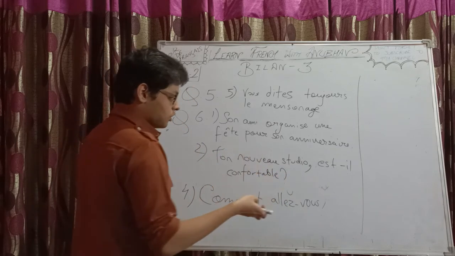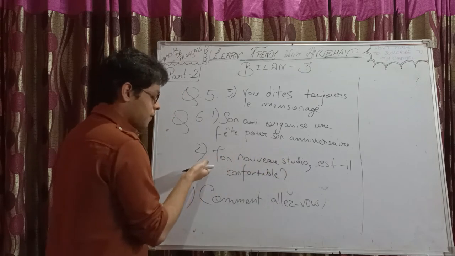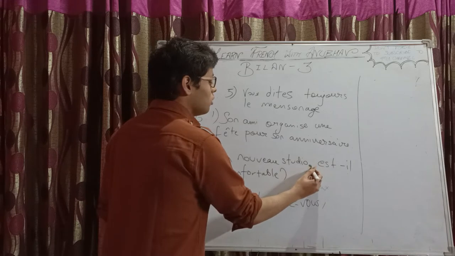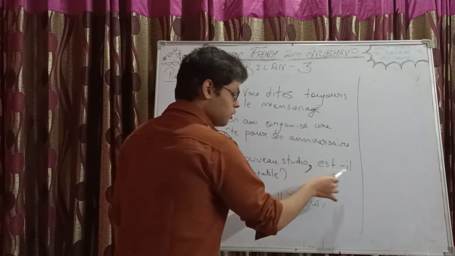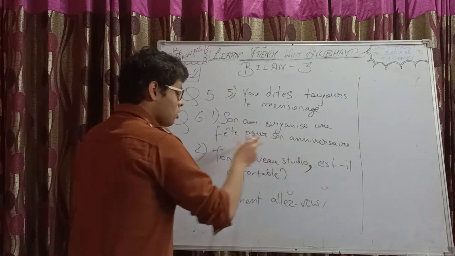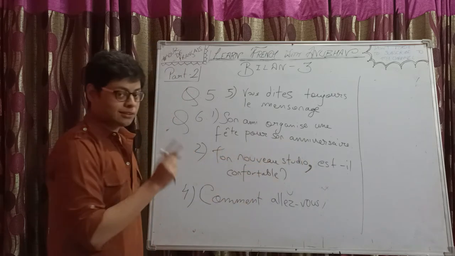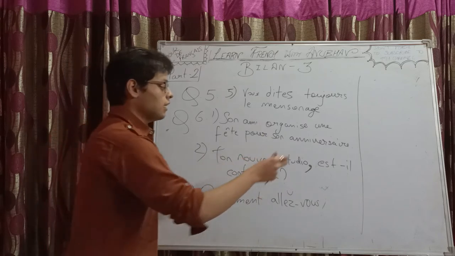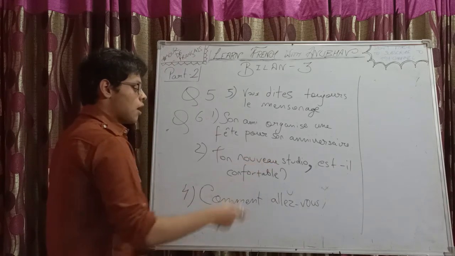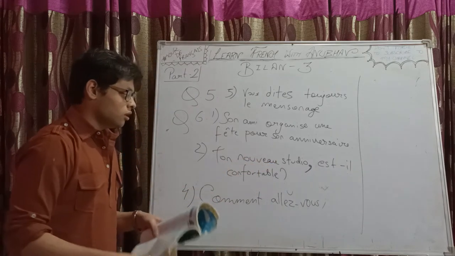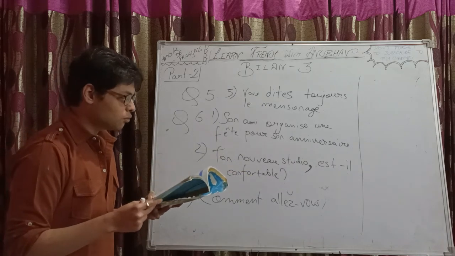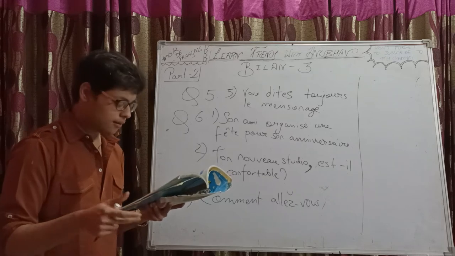Whenever we do inversion, first we write the subject in the noun form, then we add the comma and then we do the inversion with the verb. It's not "ton" hyphen "ton nouveau studio", that's wrong. First we write this, then the verb, and then the hyphen and the subject pronoun. Okay, confortable. So, est-il confortable? How many words? 1, 2, 3, 4, 5. Yeah, correct.